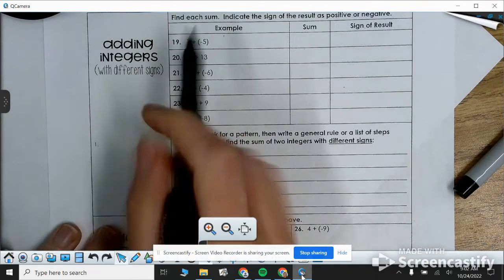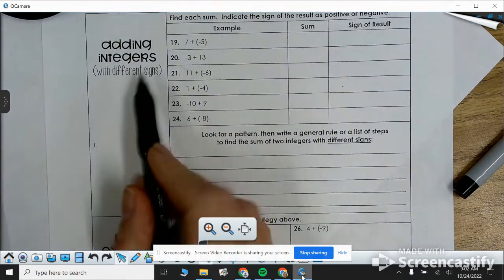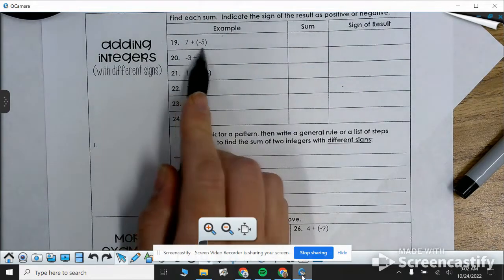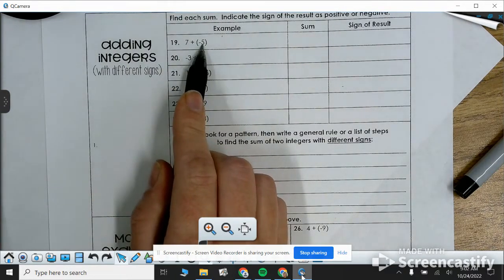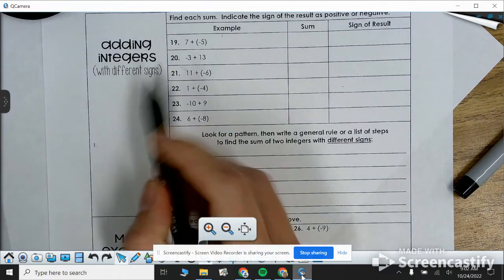I'm going to show you how to add integers with different signs. So you notice here we have a plus and negative. We just practiced how to add with the same sign, and with different signs, it's just a little different.